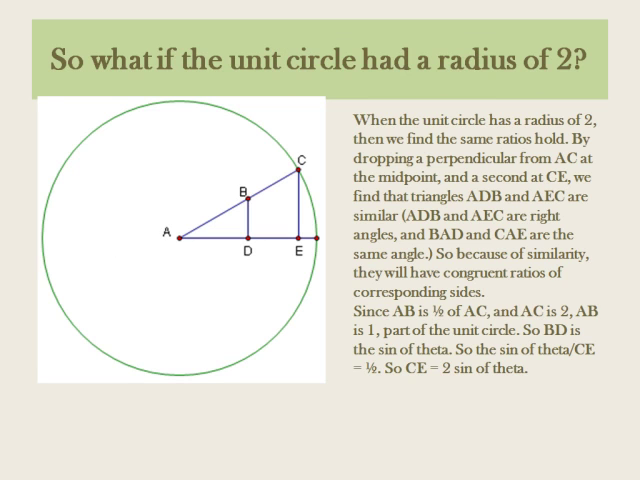So what if the unit circle had a radius of 2? Basically, what if we weren't dealing with the unit circle anymore? Then we find the same ratios would still hold.